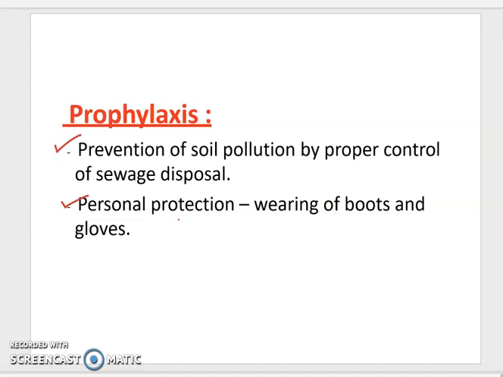And personal protection, that is education, improved sanitation and controlled disposal of human feces, are very important, and wearing shoes in the endemic areas can reduce the prevalence of the infection as well. So wearing boots and gloves can also reduce the infection of this hookworm. So that's all in this video lecture.